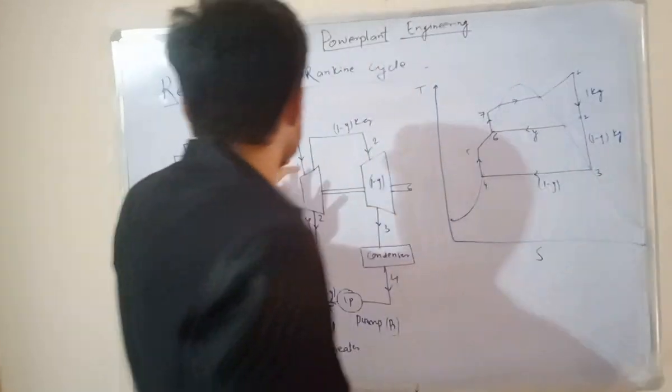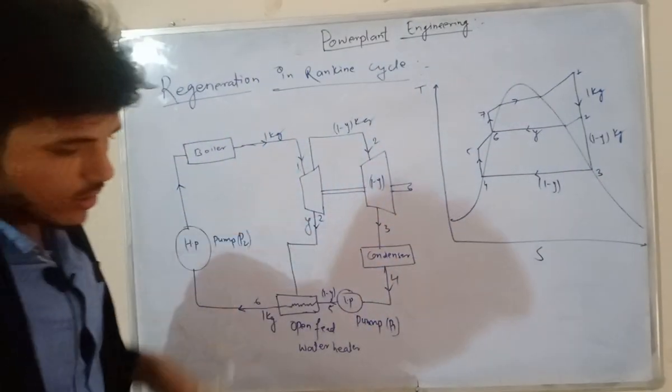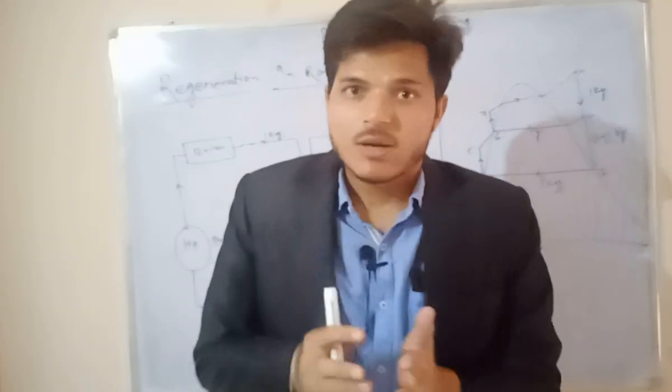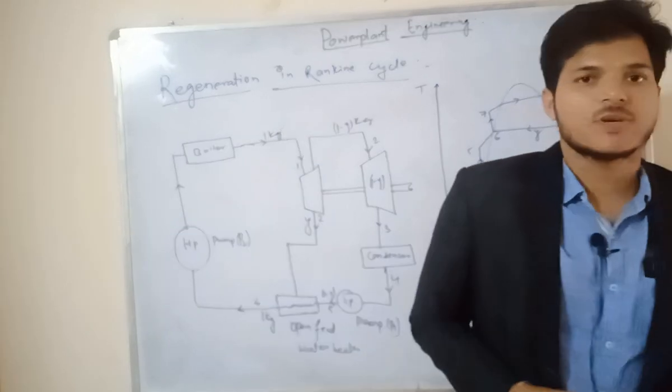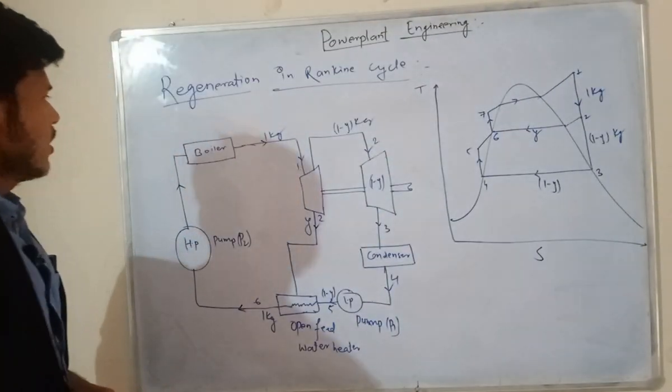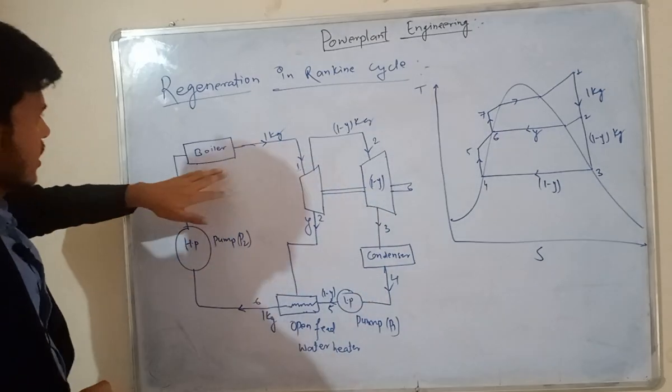Let's discuss this block diagram. All the calculations are based on 1 kg of fluid entering the boiler. My dear, we are doing all the calculations on the basis of 1 kg of fluid entering the boiler. So first I am going to explain some components.